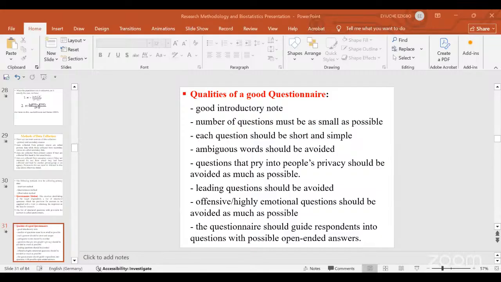Written data. What do you mean by written data? Maybe a qualitative data. Is that what you mean?